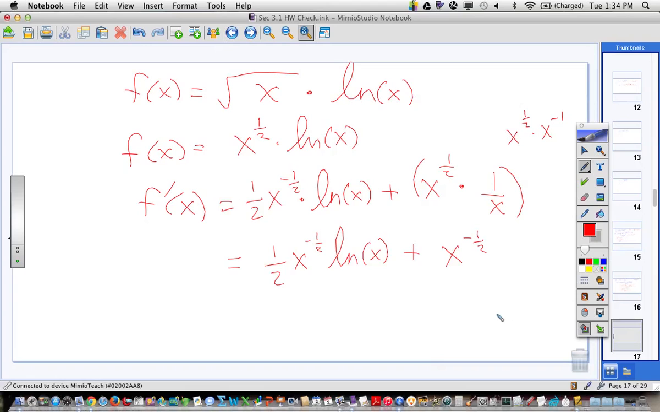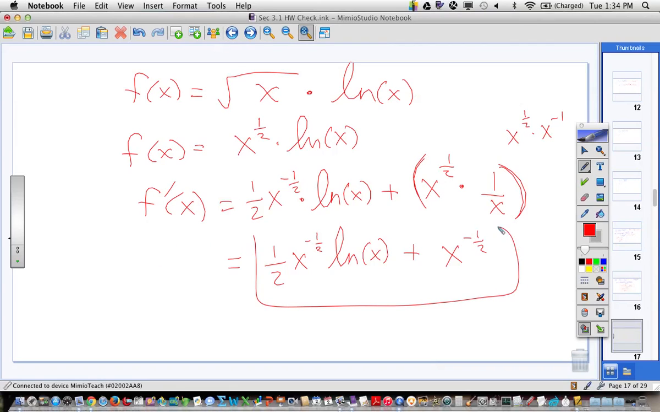Or you could think of canceling. You could think x to the 1/2 over x. You could subtract the powers. 1/2 take away 1, right? Is negative 1/2. Or it's 1 over x to the 1/2. I don't care. You could leave that any of those ways. But I think that should be simplified. Those two should be put together and multiplied. Now, at this point, I would stop.